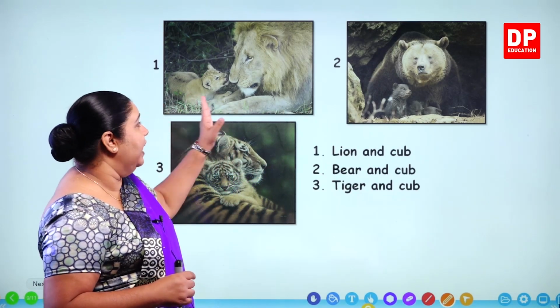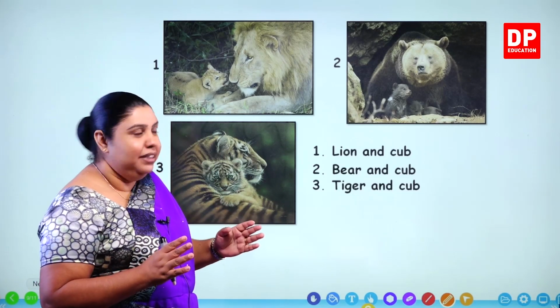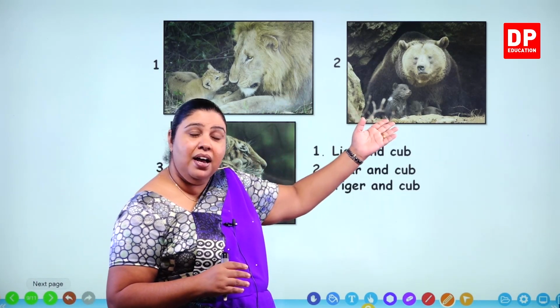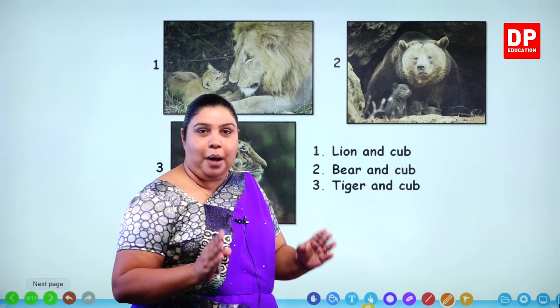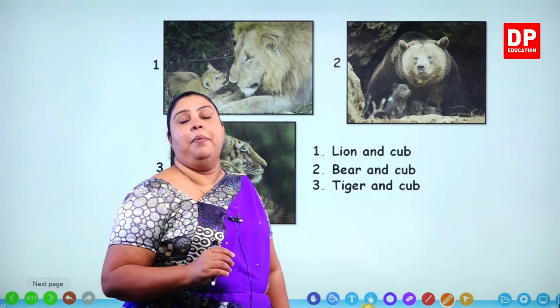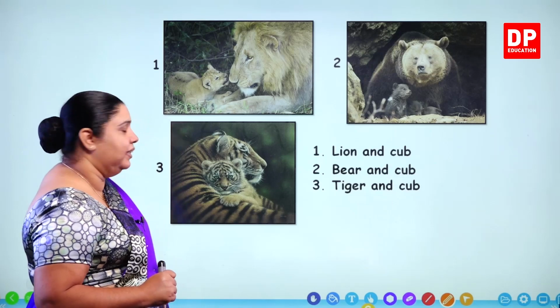We call the lion baby a cub. Then we call the baby bear the same word, cub. C-U-B, cub. Then the third picture. Look at the third picture.